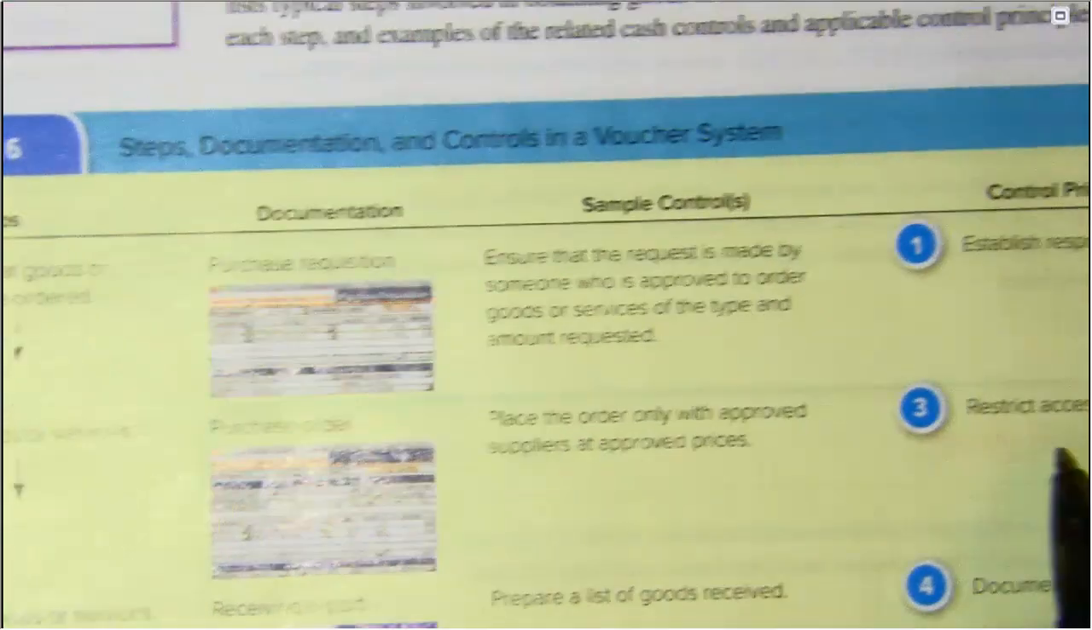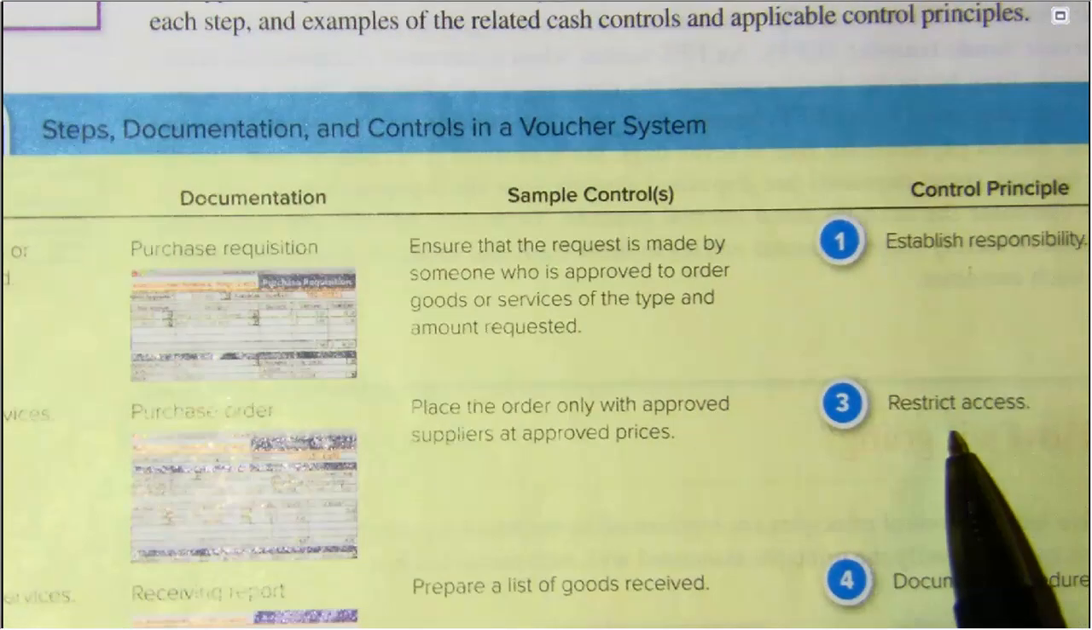So it states that this restricts access. It does to only approved suppliers, but it also creates a record or a document of the process, and so it fulfills the documenting procedures principle. It also does establish responsibility because you have this only done by the purchasing department, not by anyone in the company.